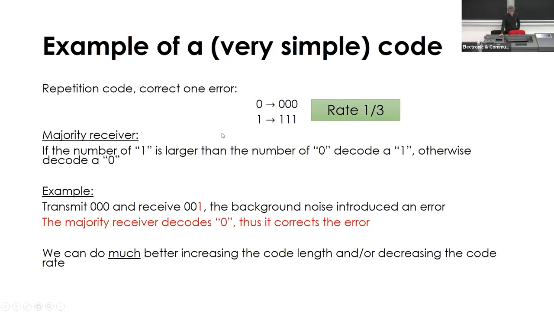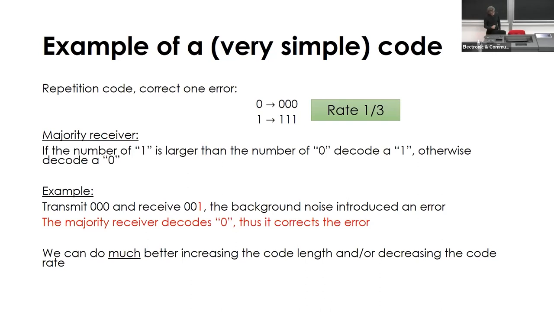Of course, this very simple example has the capability of correcting errors. If you transmit three zeros, you receive 001, which is not a possible codeword, and you decide by majority that a zero has been transmitted. So you're correcting the error that has been introduced by the channel. That is the very simple idea. Of course, this is just a toy example. You can do much, much better by increasing the code length and decreasing the code rate, so inserting more redundancy.